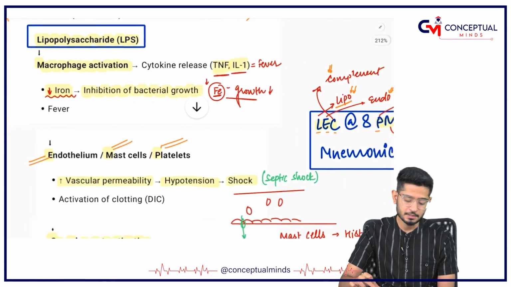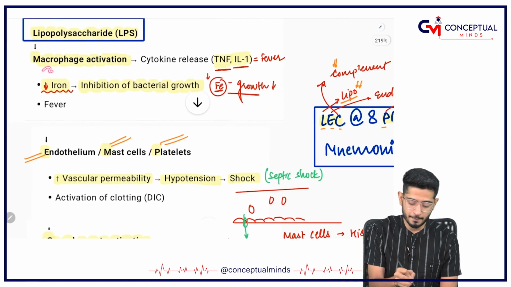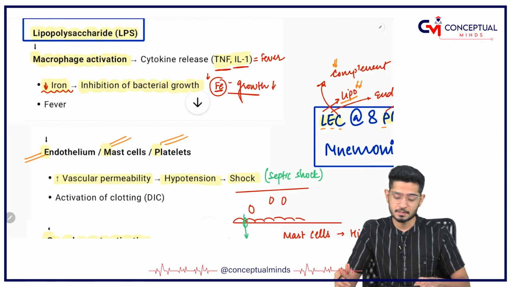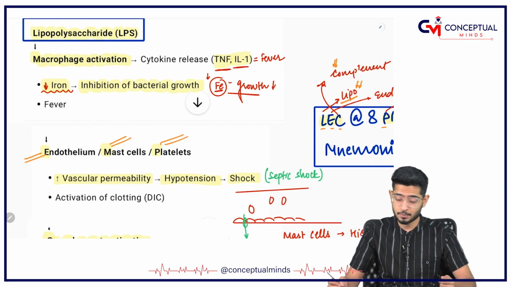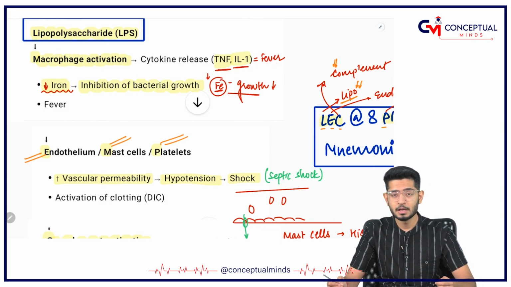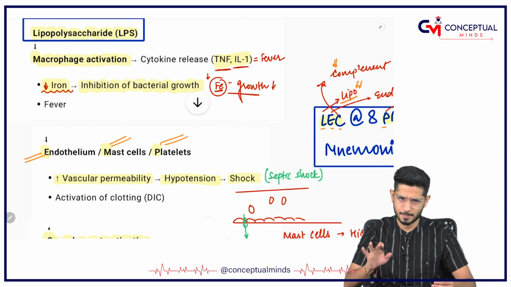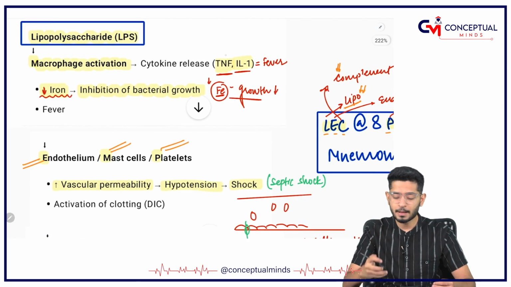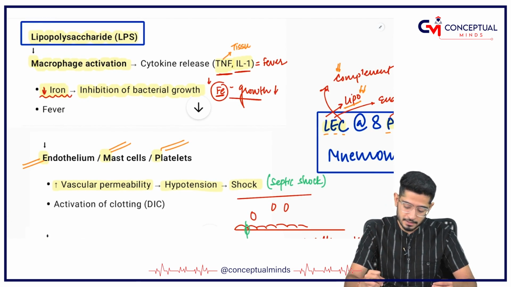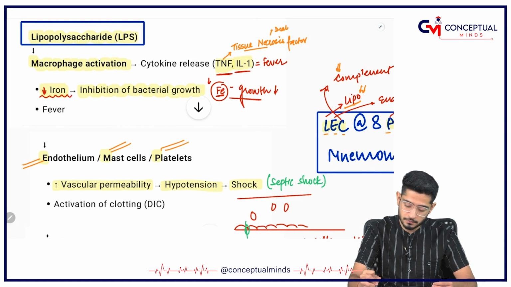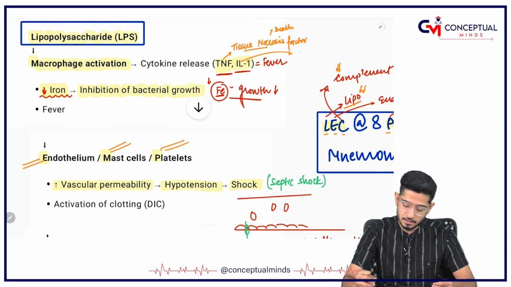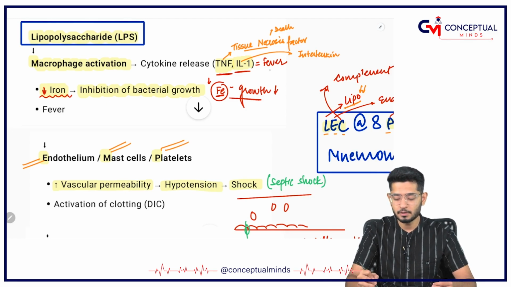When it acts upon the macrophage, it can cause the release of TNF-alpha and interleukin-1, which, as I've already told you, are responsible for causing fever. If you want to know the full form, macrophages release TNF, that is tissue necrosis factor, which is responsible for the death of the tissue. Necrosis means death. And IL means interleukin. Both of them are responsible for fever.